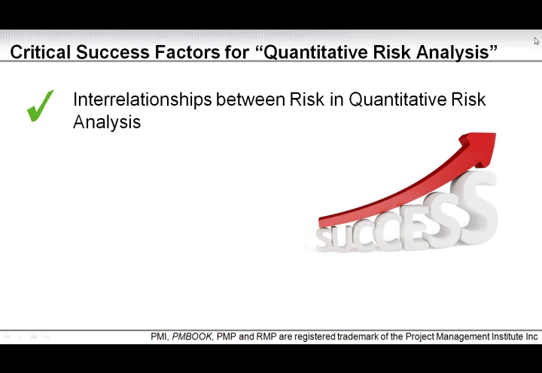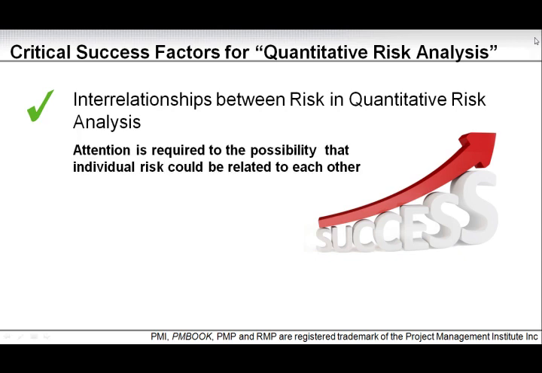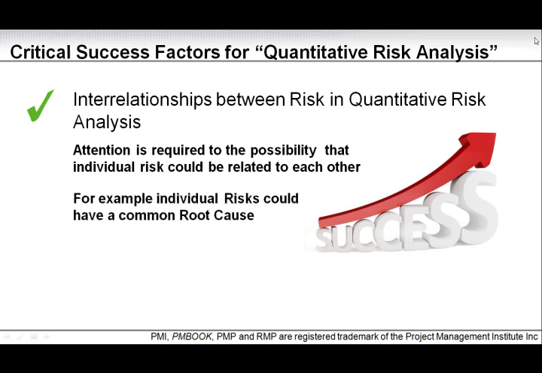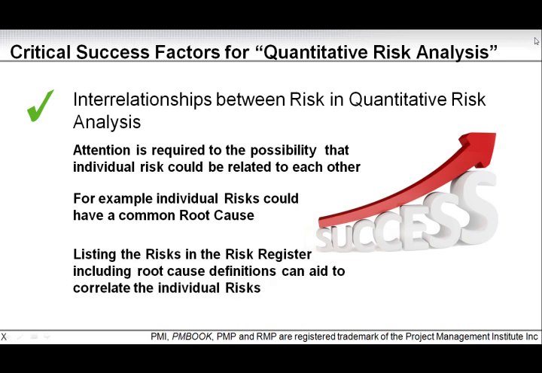Interrelationship between risks in quantitative risk analysis. Here attention is required to the possibility that individual risks could be related to each other. For example, individual risks could have a common root cause. So listing the risks in the risk register, including root cause definition, can help to correlate the individual risks and to see if there is a common root cause across the risks.